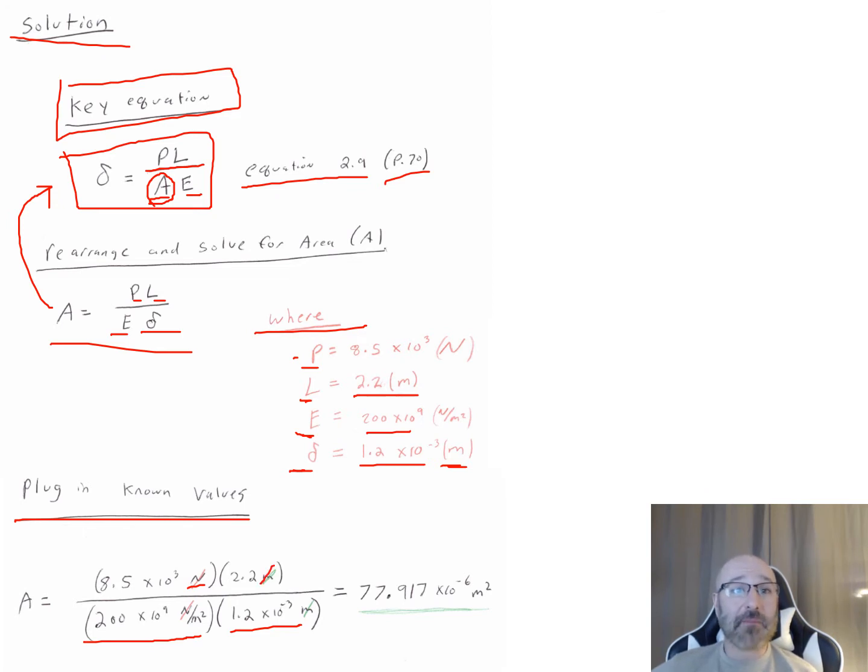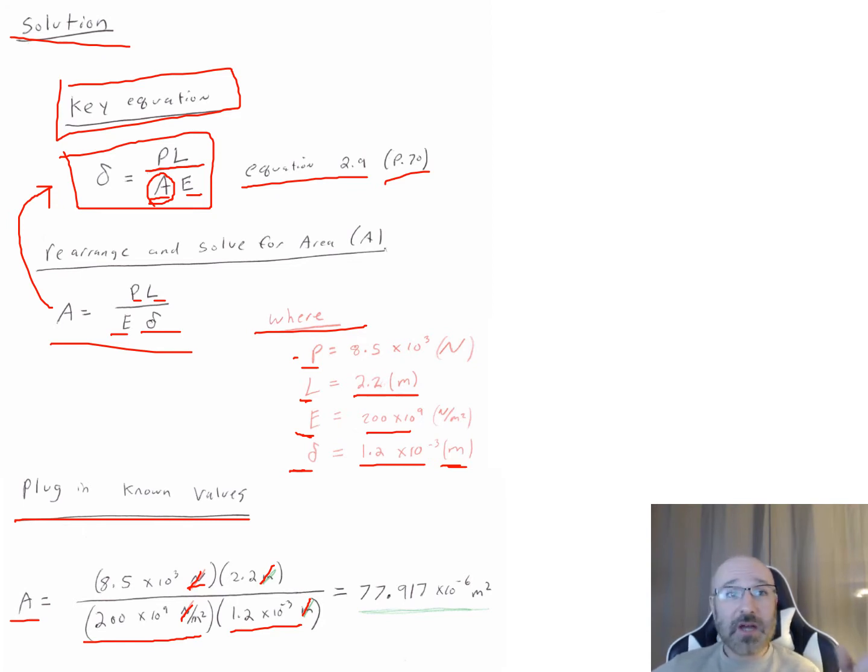I can look and say, meters and meters cancel right there. My newtons cancel with my newtons right there. So I'm left with 1 over meters squared, which would give me meters squared. And that's exactly what I would expect for area. So that's my double check right there. I have the right units that lets me know, hey, I'm on the right track. I used the right units.